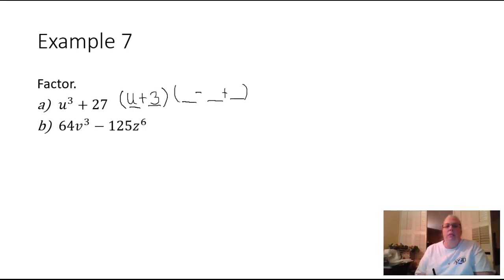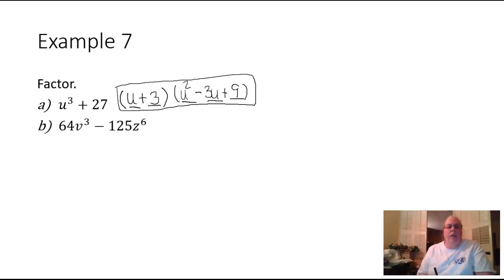Now we're going to build this trinomial back here based on what we have in the binomial. My first term is going to be u times itself, so u times u. This is u squared. In the middle, I'm just going to multiply u times 3. That's going to give me 3u. And then back here at the back, I'm going to take my last term 3 and multiply it by itself. 3 times 3 is 9. And now u to the third plus 27 has been factored.